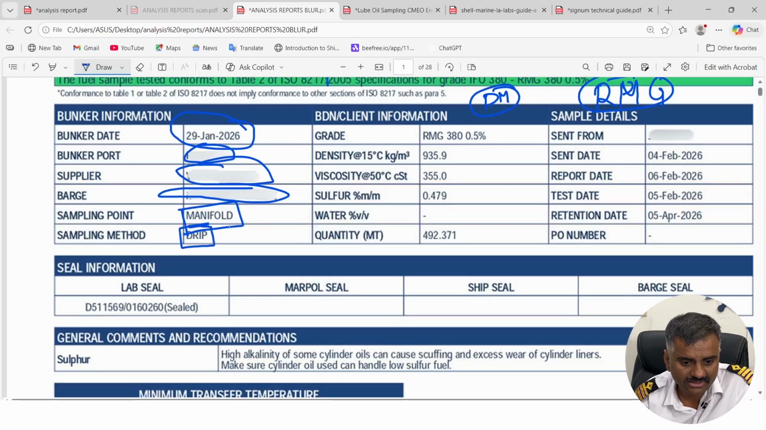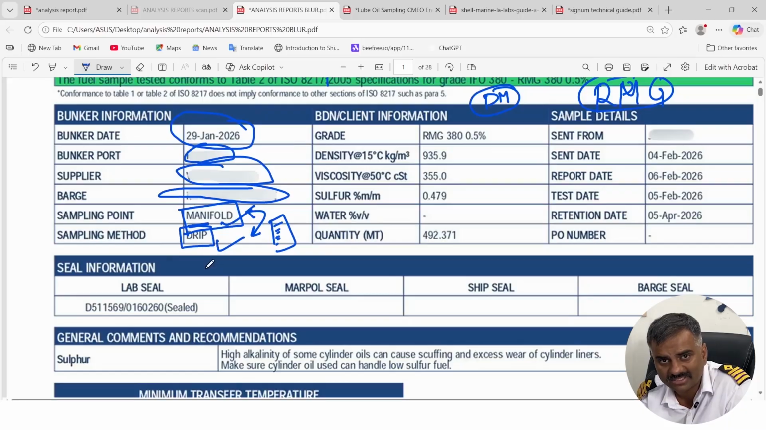What type of sampling method was used, you have to mention when you are sending the lab your analysis bottle. In the bottle, the sections are there for this: which method was used and from where your sample was selected, from the manifold and from the drip sampling method. Why drip sampling method? Because drip sampling means drop by drop, the complete bunkering process has been collected into one container and then you are sending it for analysis.